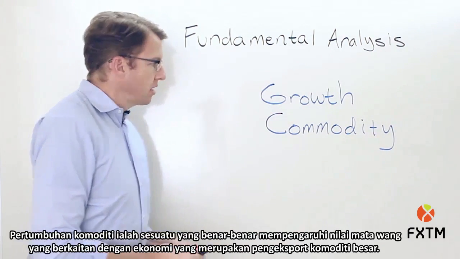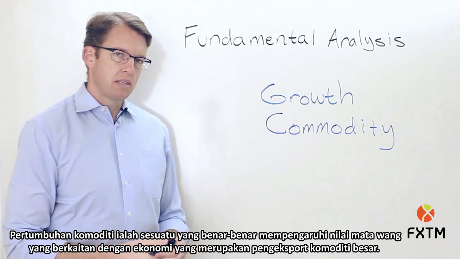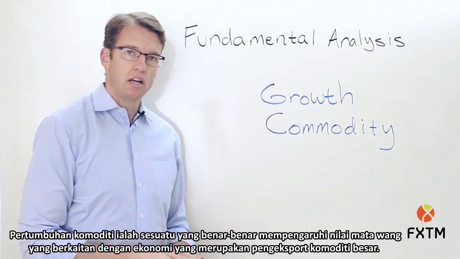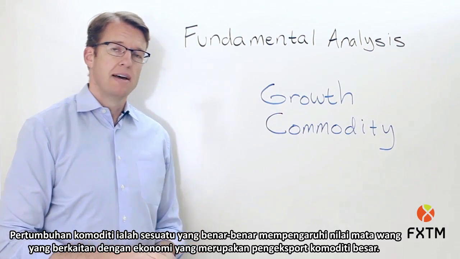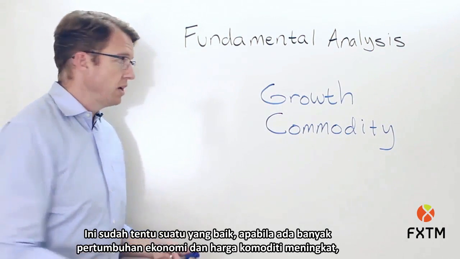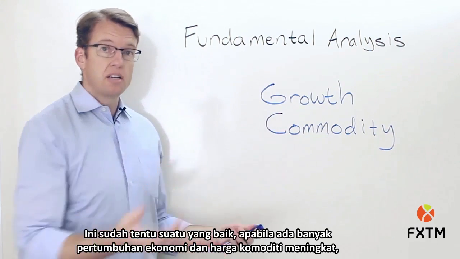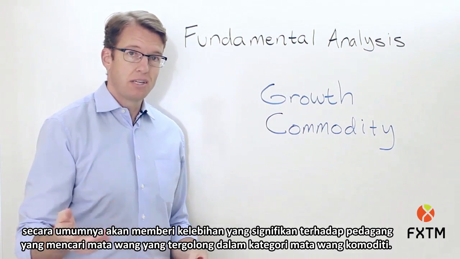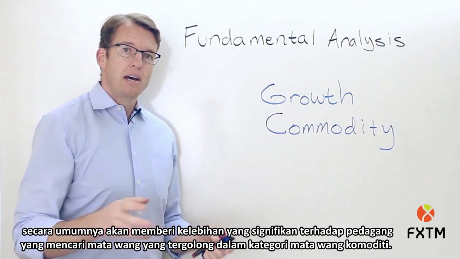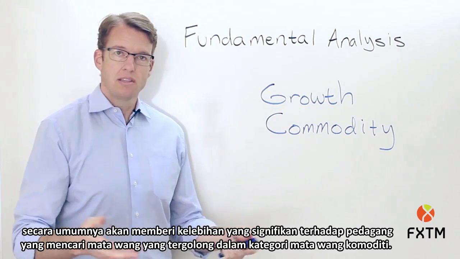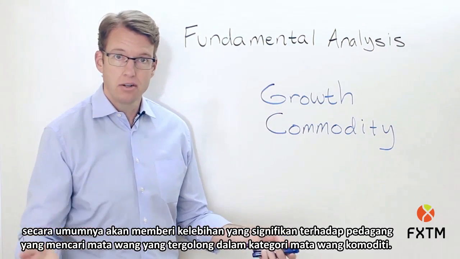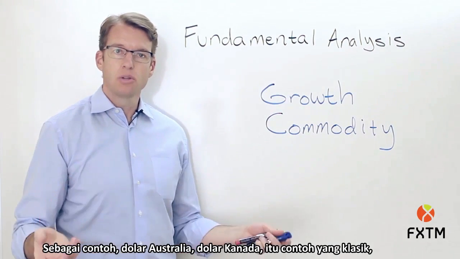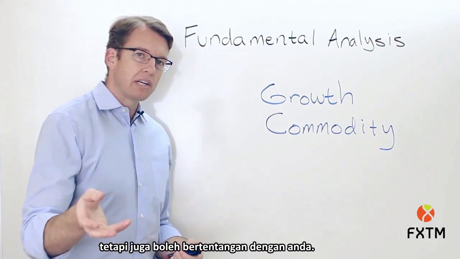So these are oftentimes something we would think of as being very connected or happening in tandem with each other. And commodity growth, now this is something that really affects the value of currencies that are associated with economies that are large commodity exporters. Now this can be a good thing, of course, when we have a lot of economic growth and commodity prices are going up. Well, that generally will give a significant advantage, if you will, to the bulls who are looking at a currency that falls into the category of a commodity currency. So let's say, for example, the Australian dollar, the Canadian dollar, those would be two classic examples. But it can also work against you.